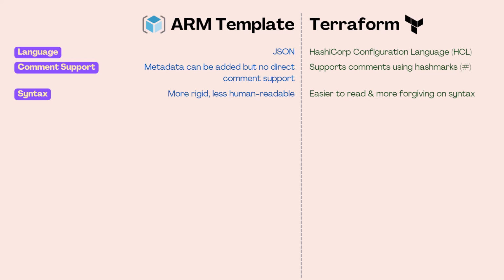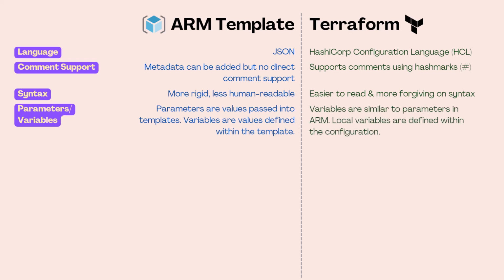Let's dive into the terminology, as this is where many people get confused when transitioning from ARM templates to Terraform. In ARM, you've got parameters. These are the values you pass in your template. In Terraform, those are called variables. Seems simple enough, right? But here's where it gets a bit tricky. ARM templates also have something called variables, but those are values defined within the template. In Terraform, we call those local variables. So a little difference in naming, but it is important to keep in mind when you're transitioning.